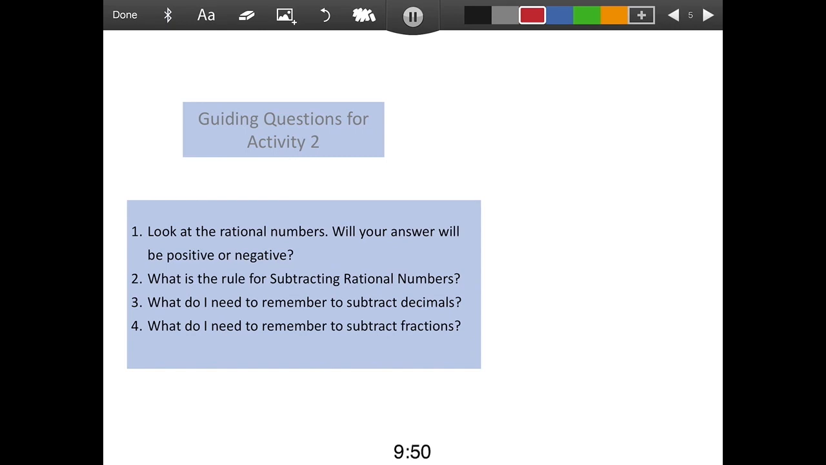Some guiding questions as you begin activity 2. Make sure you know that rule: add the opposite. Make sure you remember what to do to subtract decimals. What's so important there? And what do I need to remember about subtracting fractions? And then always make sure you're looking at your numbers and deciding if your answer will be positive or negative. Good luck on activity 2.